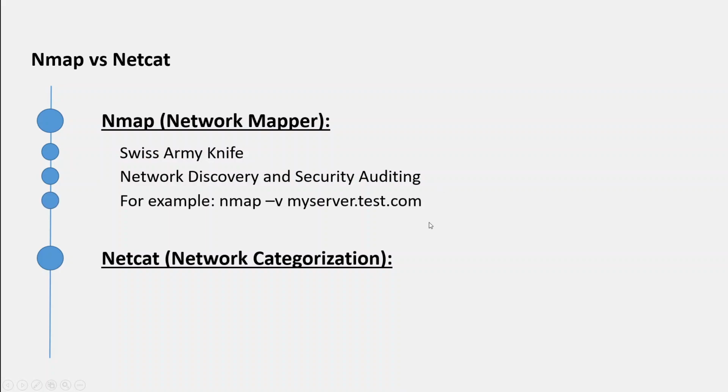For example, if you want to scan and discover which ports are open or which ports are not open on a remote server myserver.test.com, you can simply run nmap -v myserver.test.com. You can even specify the IP address. -v is not mandatory, but we use it to produce more detailed output.